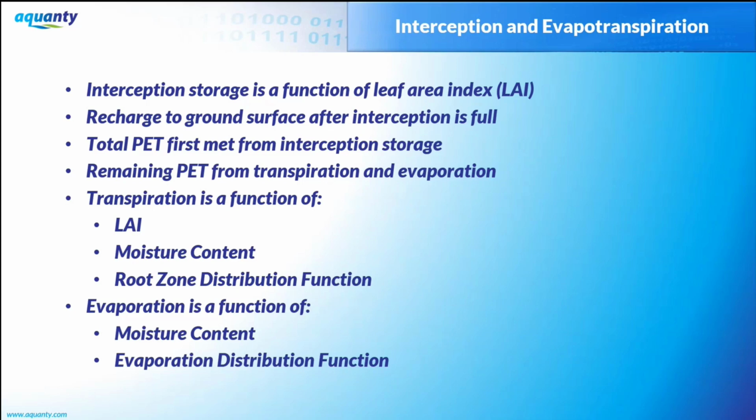Evapotranspiration and interception, sort of a top-down approach. The leaf area index plays a major role in interception storage. Once that is filled, then you can have recharge to the groundwater, rainfall falling to the ground.